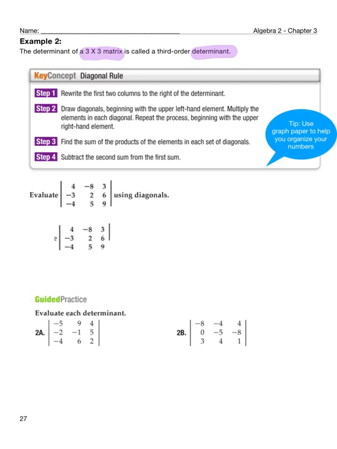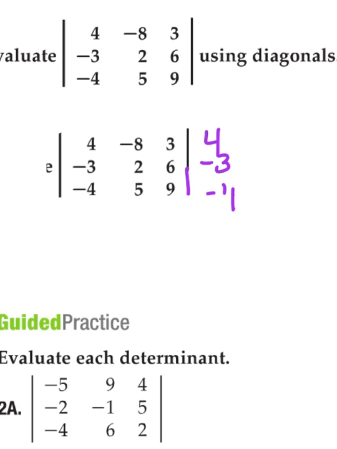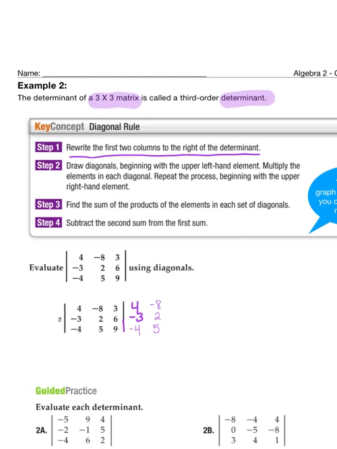All right, so I'm going to just rewrite this down here because the first step is actually to rewrite the first two columns to the right of the determinant. So 4, -3, -4. Let me actually zoom in here so we can get this nice and neat. And then the next column is -8, 2, 5. Okay? So then after that, step 2 is you're going to draw diagonals beginning with the upper left-hand element.